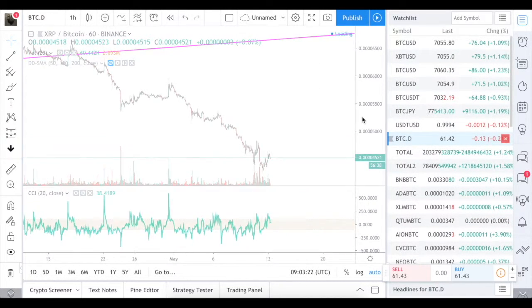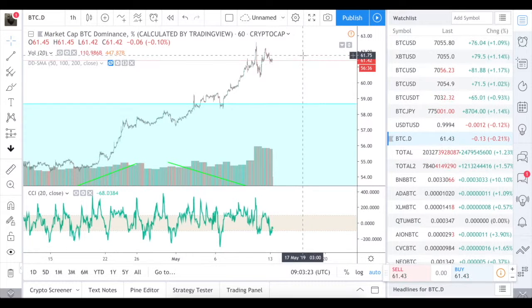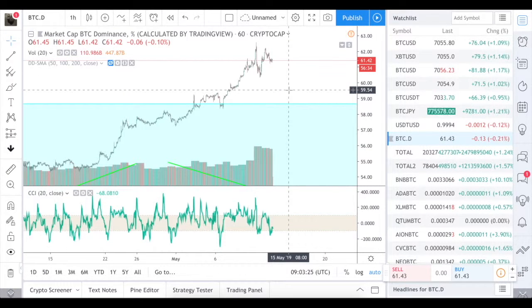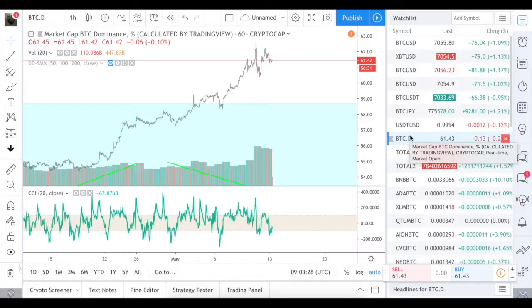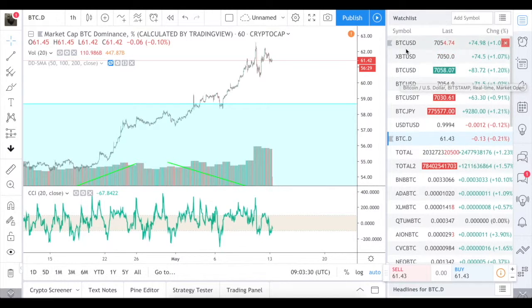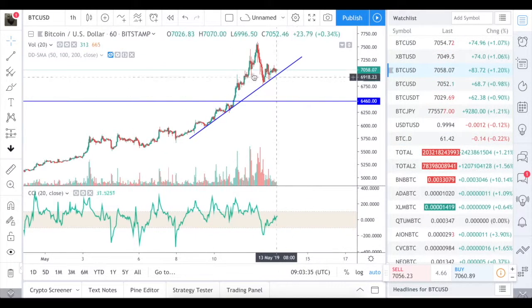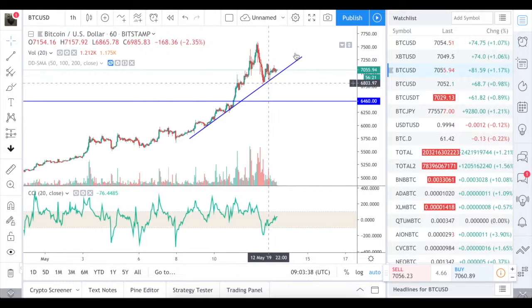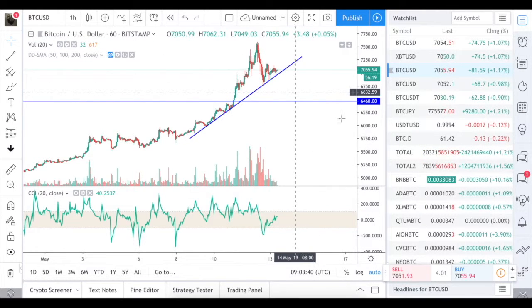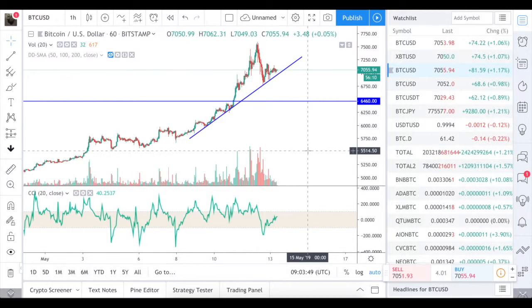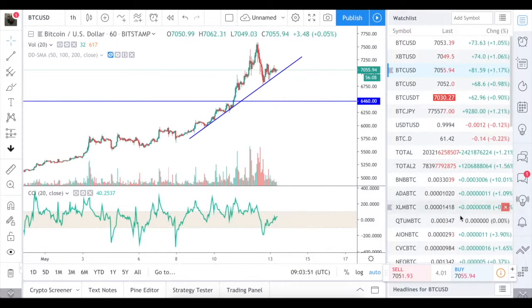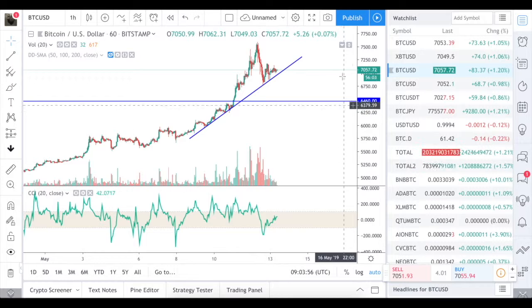So maybe we will not see anything like 65 or 70% dominance as many people are expecting to see in the near future. So if Bitcoin continues to consolidate in this area with very little change in the price, we may see the return of altcoins, which many of us want due to the large decrease in the price of most of the altcoins recently.